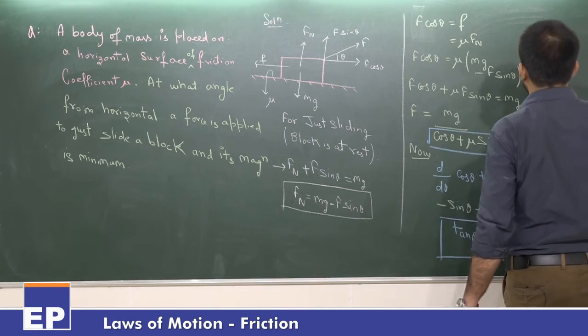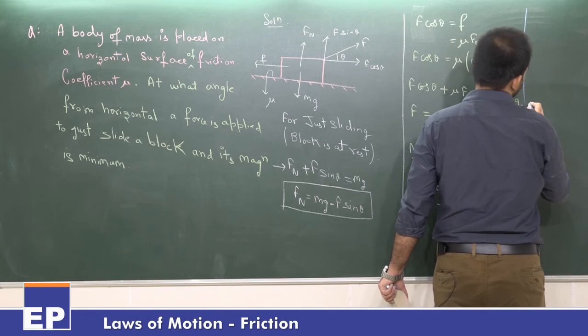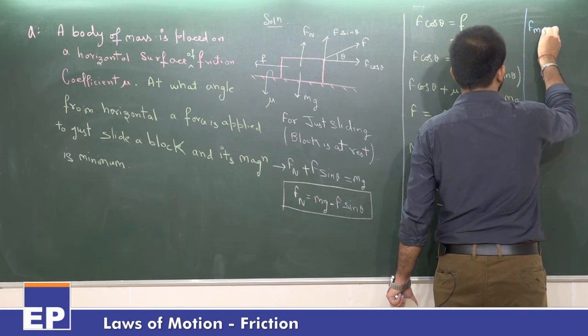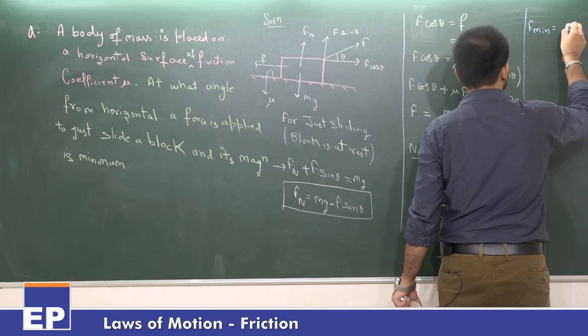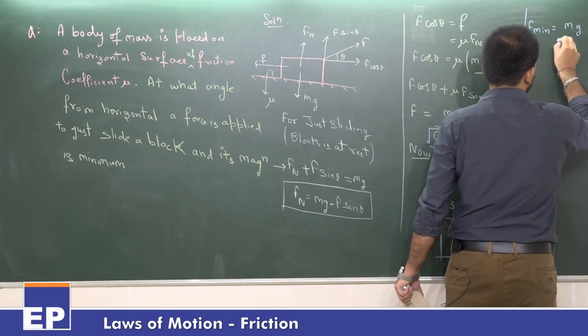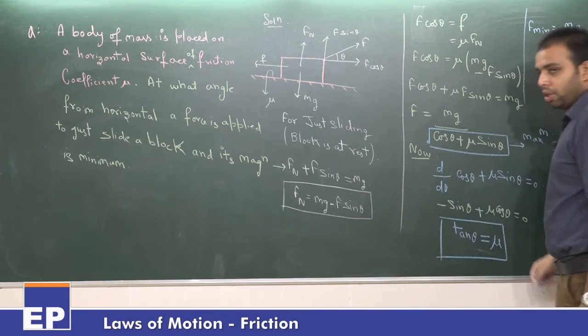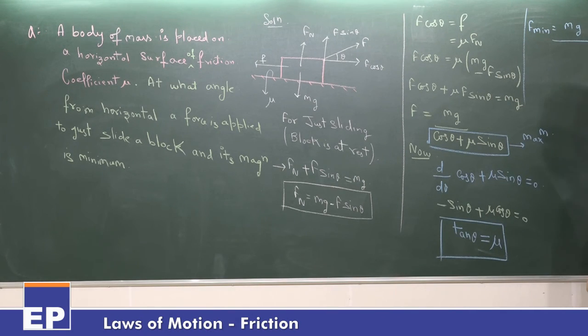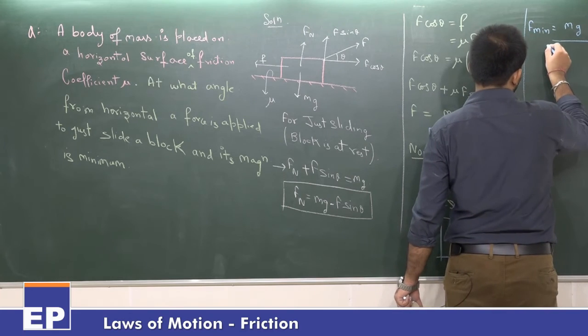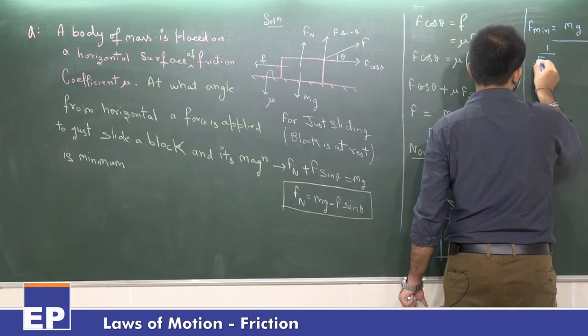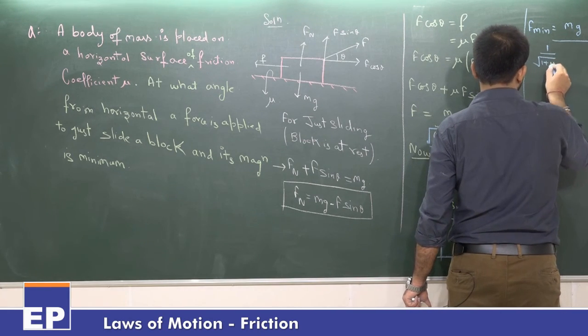अगर tan theta mu है तो F minimum की वैल्यू भी हम निकाल सकते हैं अगर चाहते हैं तो. What is F minimum? That is mg by cos theta plus mu sin theta. What is tan theta? Tan theta is mu. So it is p upon b. So b is 1. So what is cos theta? 1 upon under root of 1 plus mu square.